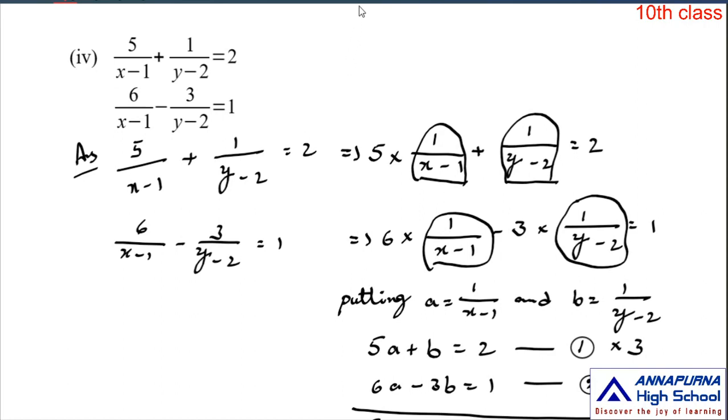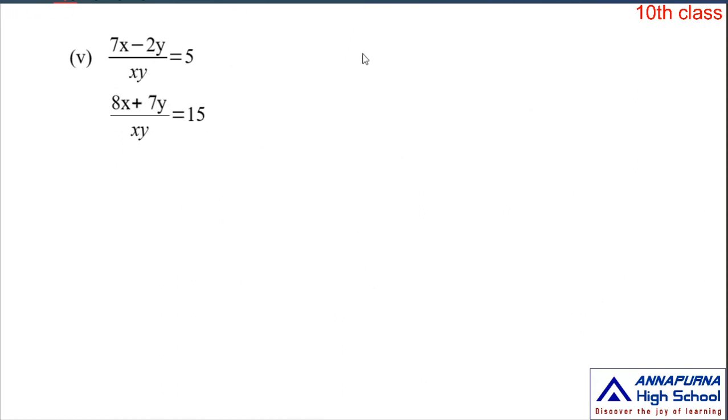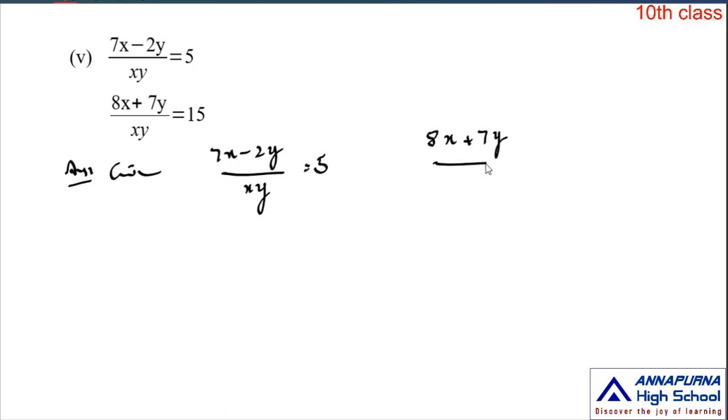Okay, so this is the fourth one. And when you come to the fifth one, first the given equations: 7x minus 2y by xy is equal to 5. This is the first equation. And 8x plus 7y by xy is equal to 15. So this is the second equation.